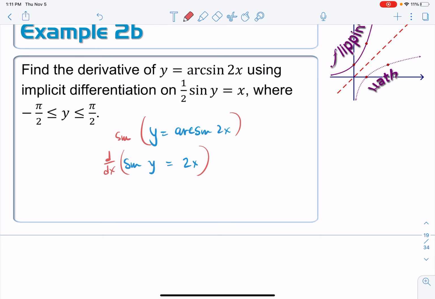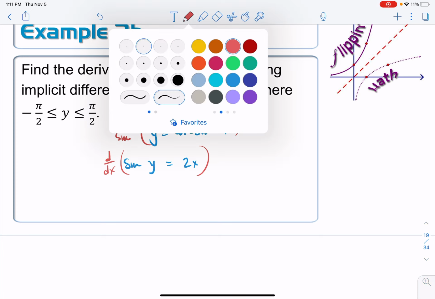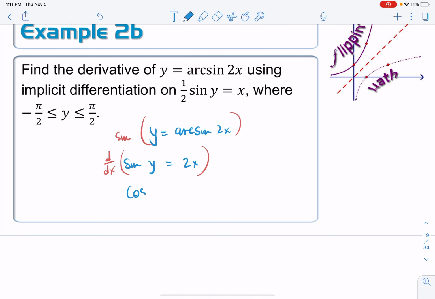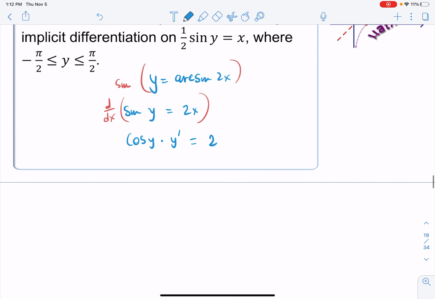Okay, the derivative of the sine of stuff is just like it was before. It's the cosine of that same stuff, cos y, times the derivative of that interior function, which is y prime, or dy/dx if you prefer. And then what is the derivative of 2x? Just 2.